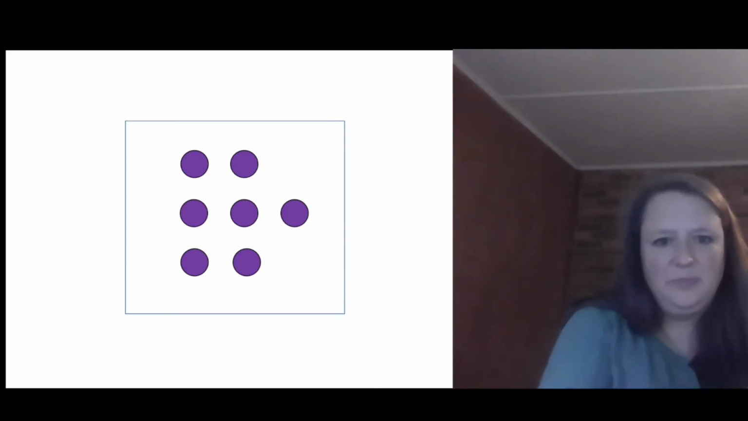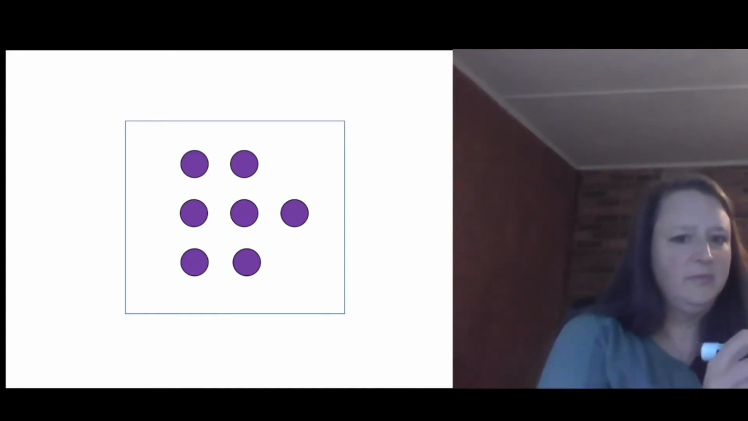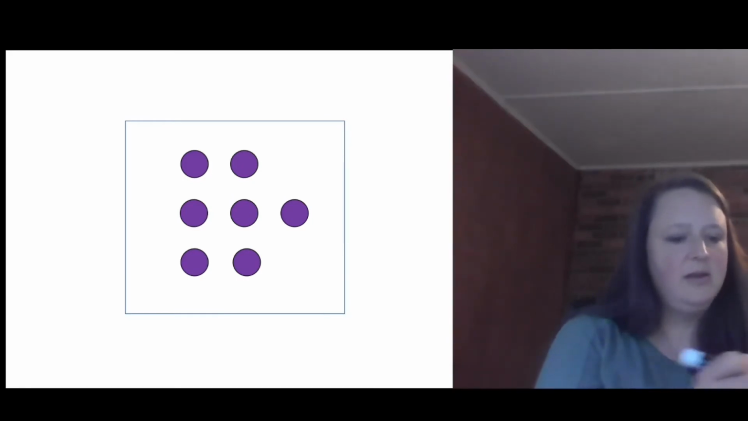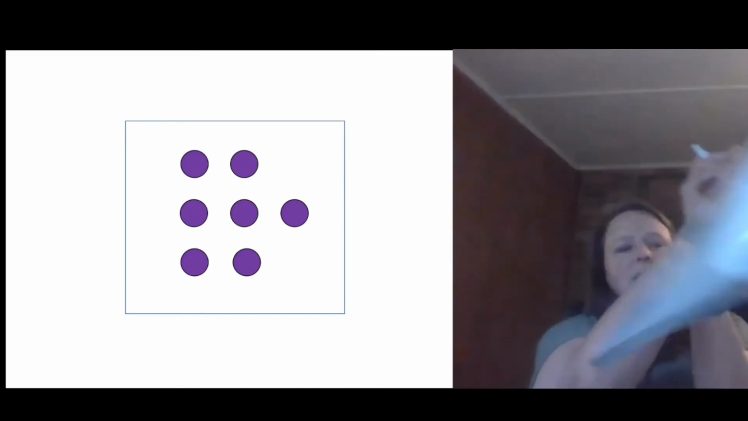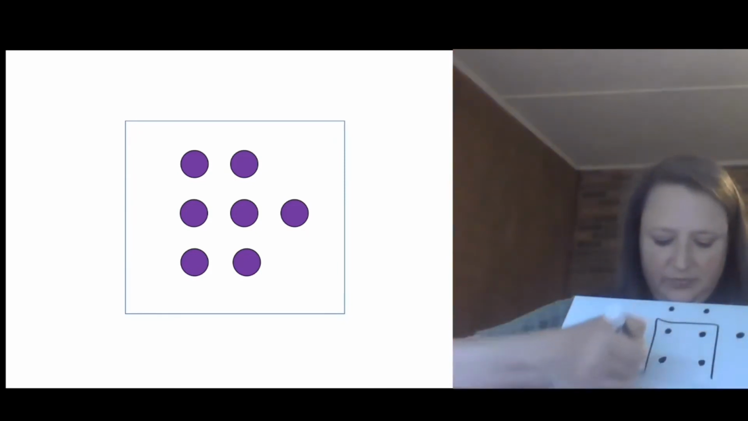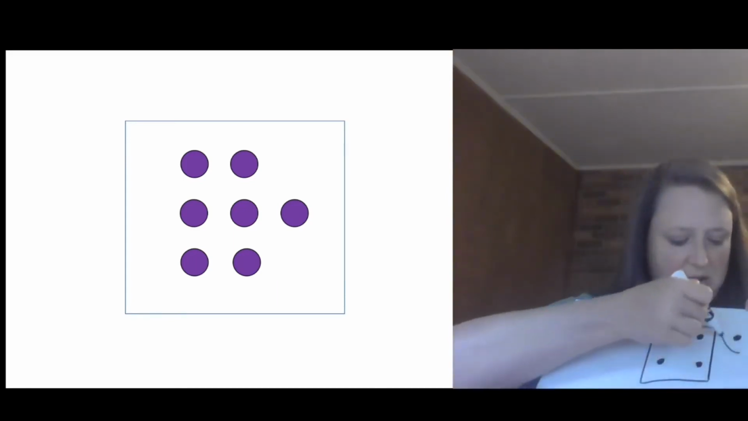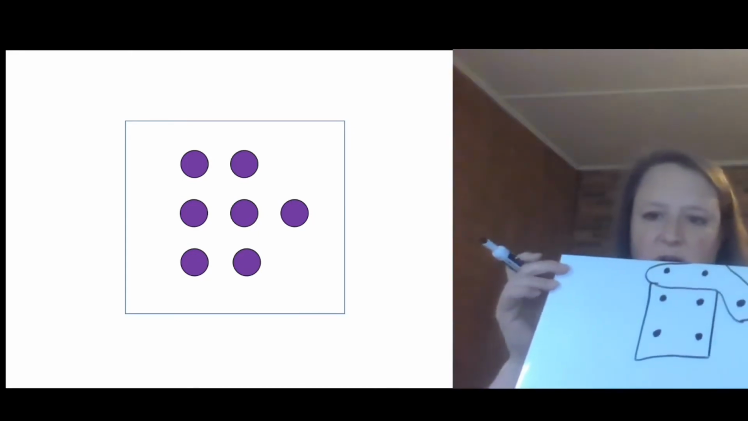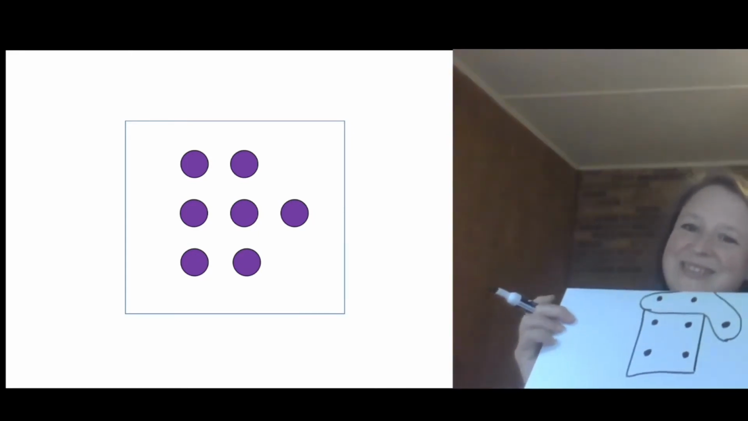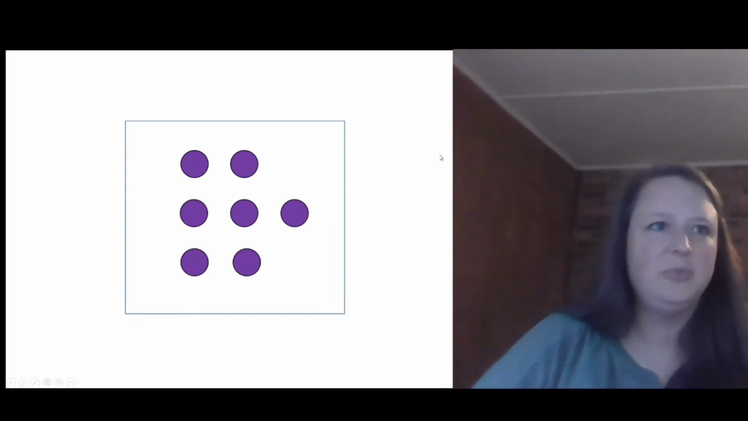Let's do one more. Okay, I see it. I heard somebody say, well, I saw 4 like a dice down here at the bottom. And then I saw 3 that were left, and 4 and 3. It's another way to see 7. Good job. You guys are warmed up today. All right, here we go. New pattern.